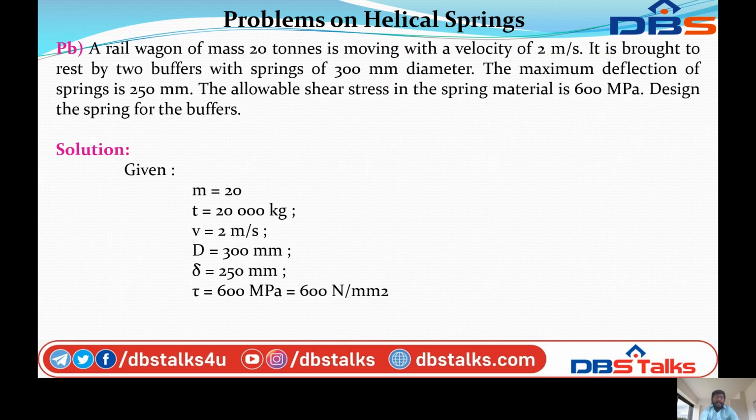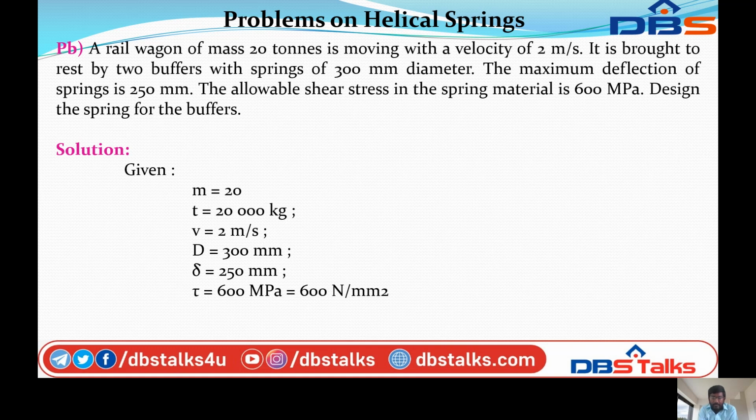A rail wagon of mass 20 tons, so m is given, is moving with velocity v equal to 2 meter per second. It is brought to rest by two buffer springs, small d is 30 mm diameter. The maximum deflection of the spring delta is equal to 250 mm. Take allowable shear stress of the spring metal tau is equal to 60 megapascal. Design the spring for the buffers.